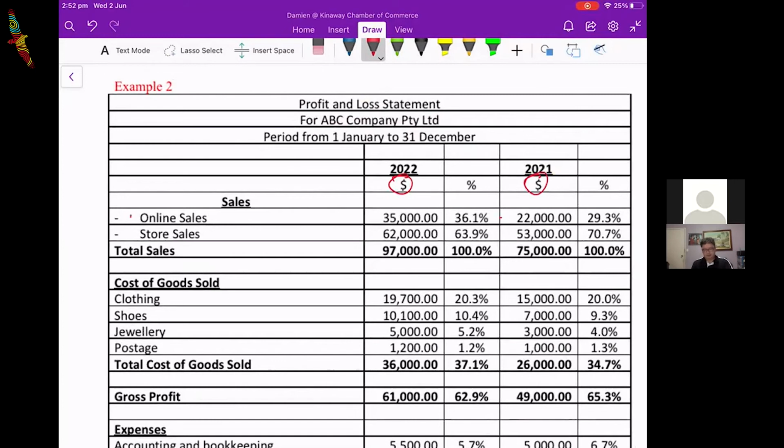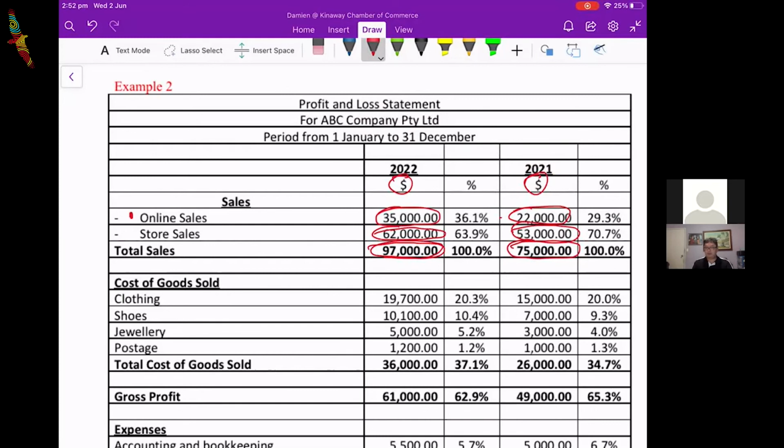So for online sales, ABC Company has gone from $22,000 to $35,000. Straight away, we can see she's increased online sales from 2021 to 2022. Store sales have increased from $53,000 to $62,000. That's good. She's increased her total sales from $75,000 to $97,000. That's great.